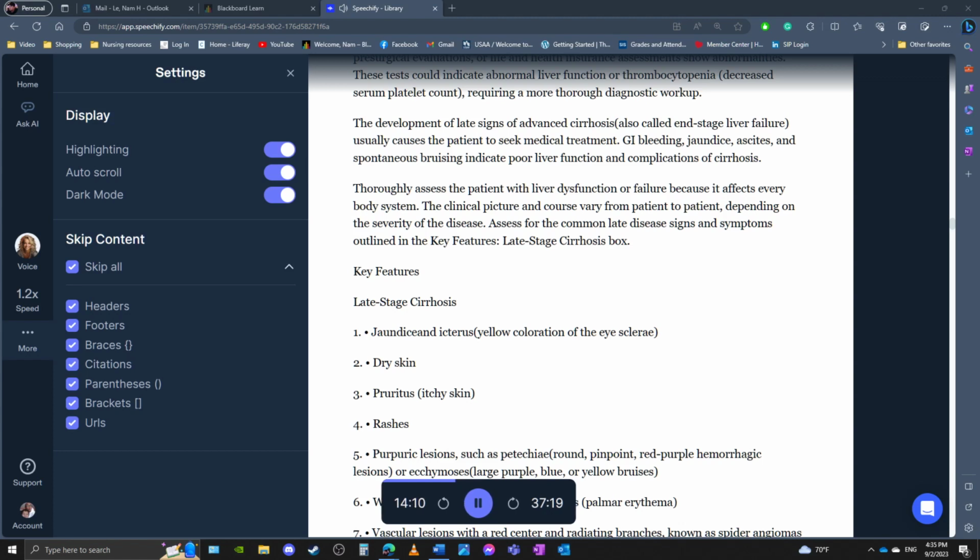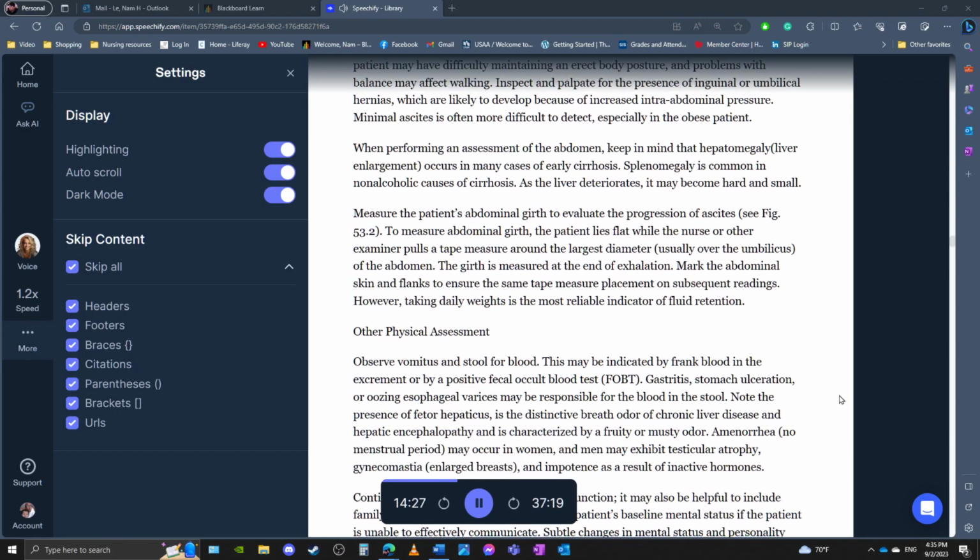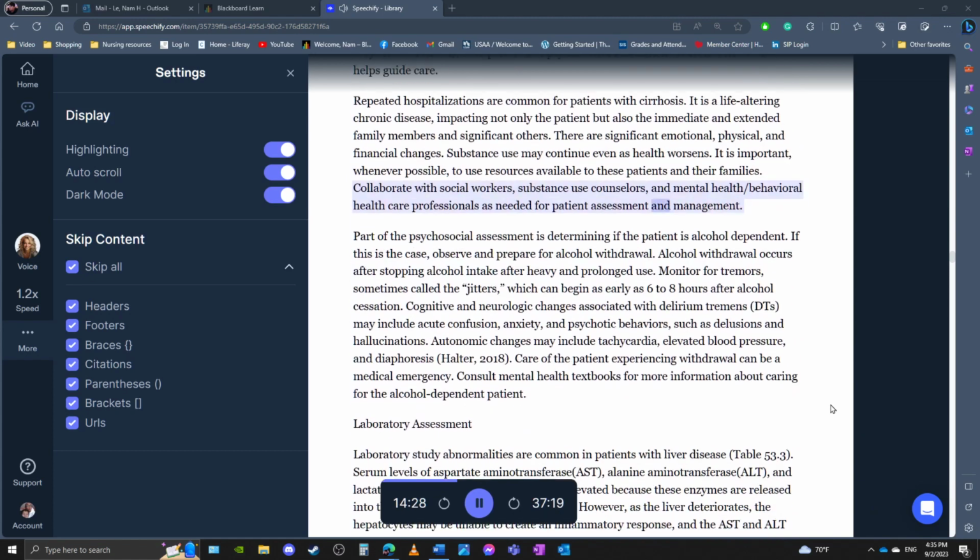It is a life-altering chronic disease, impacting not only the patient but also the immediate and extended family members and significant others. There are significant emotional, physical, and financial changes. Substance use may continue even as health worsens. It is important, whenever possible, to use resources available to these patients and their families. Collaborate with social workers, substance use counselors, and mental health/behavioral healthcare professionals as needed for patient assessment and management.